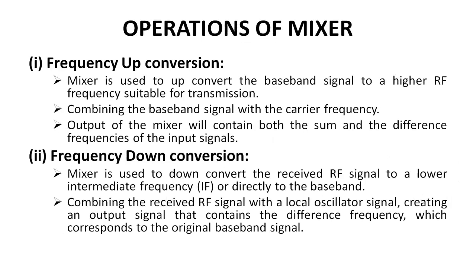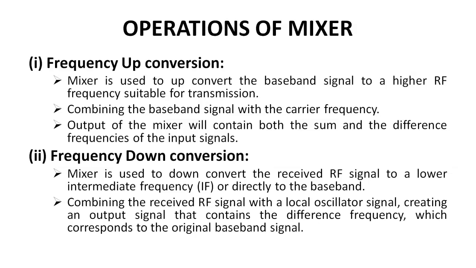Then operations of mixer. There are two operations. One is frequency up conversion. Second one is frequency down conversion. Frequency up conversion: in the transmitter section of the RF transceiver, the mixer is used to up convert the baseband signal to a higher RF frequency for suitable transmission. This process involves combining the baseband signal with the carrier frequency, which is usually generated by an oscillator. The output of the mixer will contain both the sum and difference frequencies of the input signals.